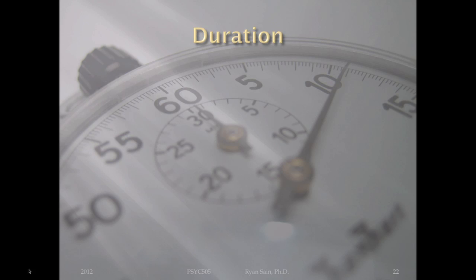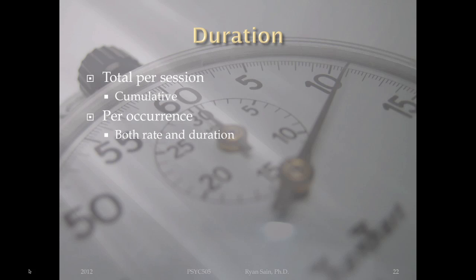Duration is something else we can work with. Total per session, cumulative, so we can add up the total amount of time that you spend out of seat during a day. We can do it per occurrence. We can look at both rate and duration, so we can look at how often you are out of seat and how long you are out of seat each time. Typically used with discrete trials. You can do it with free operants, but it's typically used with discrete trials.